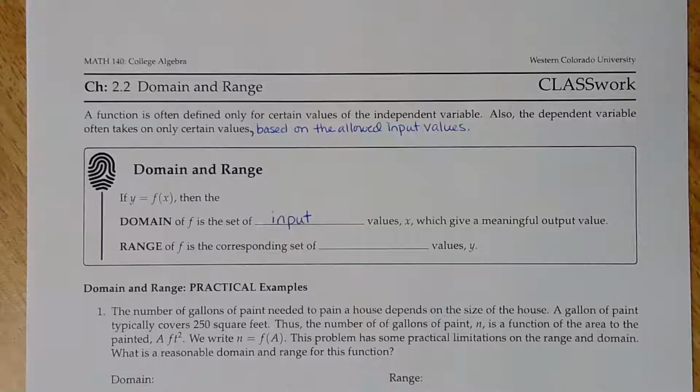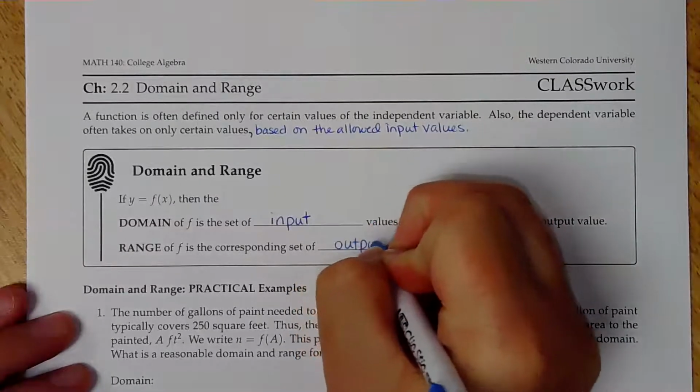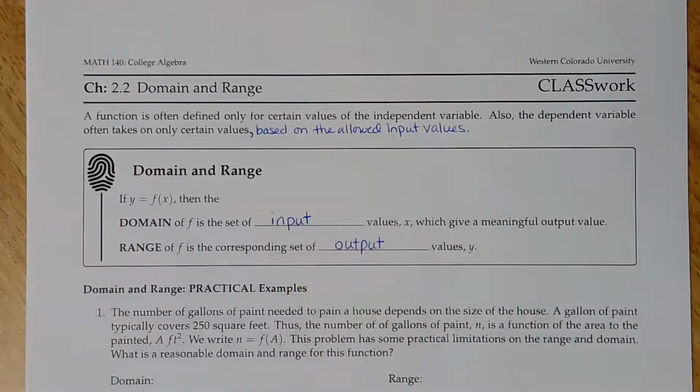So if you had a function that you plug a number into and you would end up dividing by 0, then that's not an allowed input value. So it would not be in the domain. And then the range of f is the corresponding set of output values. This is a list of y values that we can get out of our function based on the input values that are allowed. So let's look at a practical example of this.